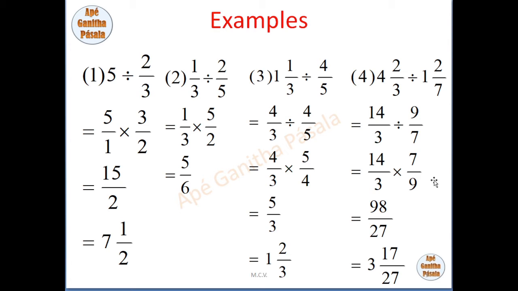Now check whether you can cut 3 and 7, numerator and denominator. You can't cut. 9 and 14, numerator and denominator. You can't cut. Therefore you can multiply. 14 multiplied by 7. Multiply 14 by 7 and write the answer. Answer is 98.